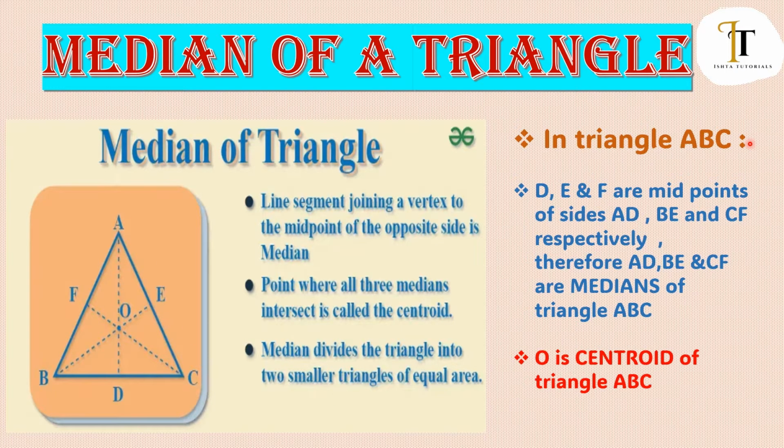Now let's check. In triangle ABC, D, E, F are the midpoints of sides BC, CA and AB respectively. Therefore, AD, BE and CF are called medians of triangle ABC. One more important point here: where all the three medians intersect, this point is called O. O is called the centroid of a triangle.